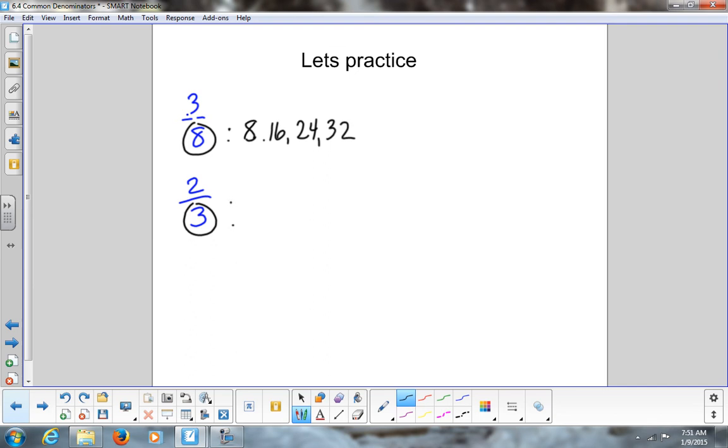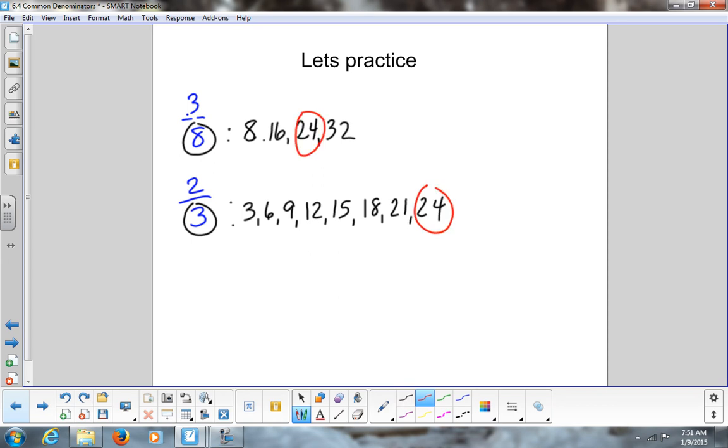Okay, so let's do 3s. 3 times 1 is, 3 times 2 is, 3 times 3 is, 3 times 4 is, 3 times 5 is, 3 times 6 is, 3 times 7 is, 3 times 8 is? Oops, 24. So what is my common multiple then? 24. Same in both numbers.